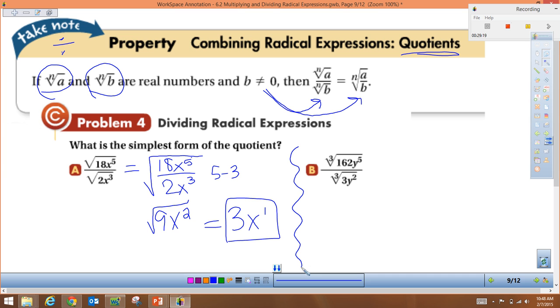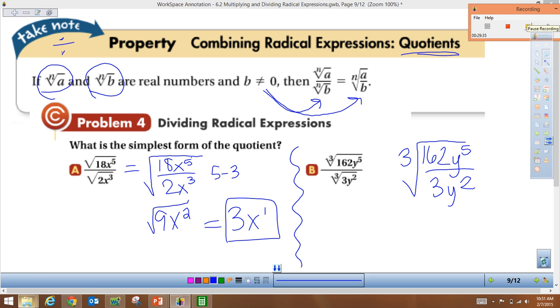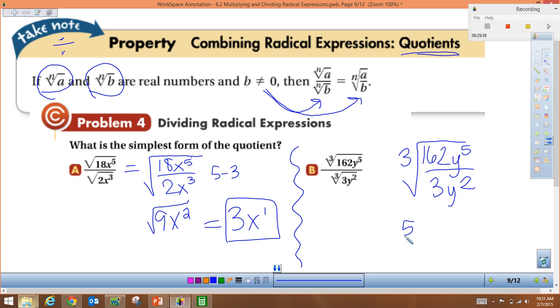We have both the cube roots, so we are going to put them under one big happy cube root. We get 162y to the 5th power over 3y squared. 162 divided by 3 is going to be 54. And again, we're going to subtract the exponents. y to the 5th minus y squared is y cubed.